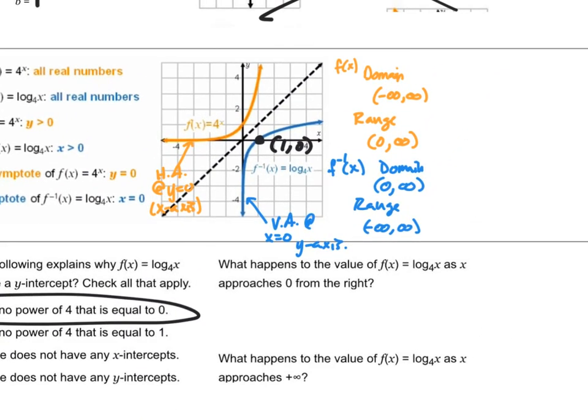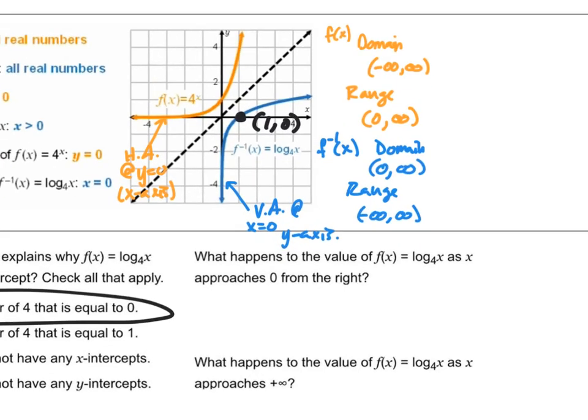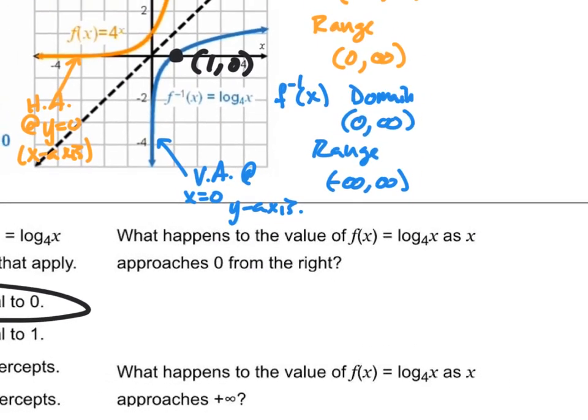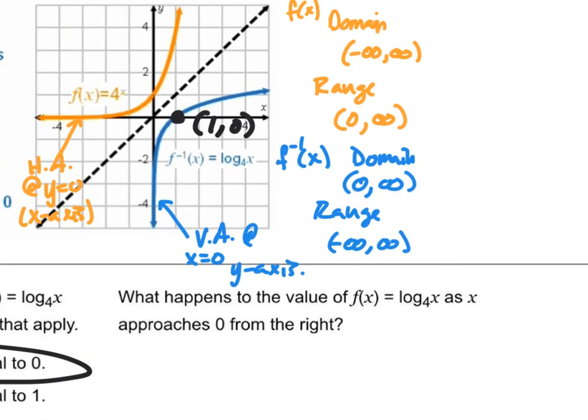Okay, so then it says this. What happens to the value of f of x? So what happens to the y values as x approaches 0 from the right? As you take a look at this, as you approach 0 from the right side, what happens to the y values? What do those values approach?